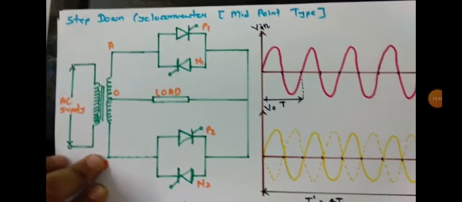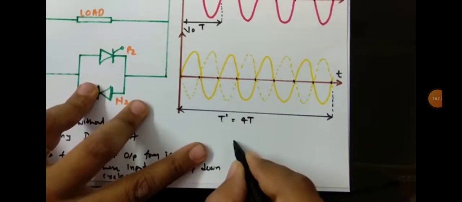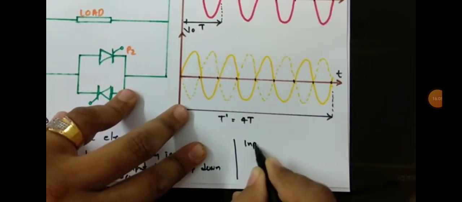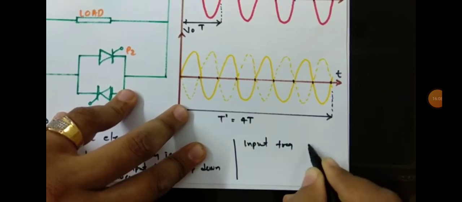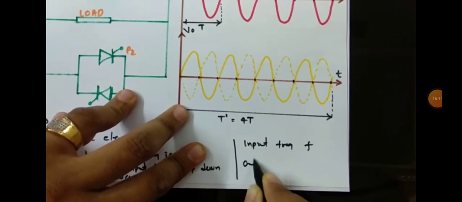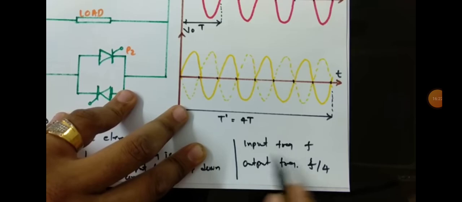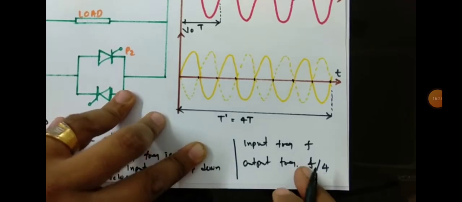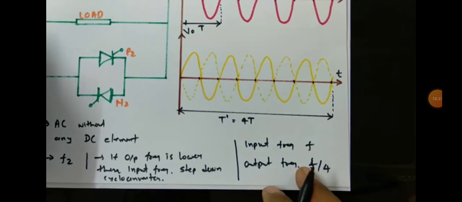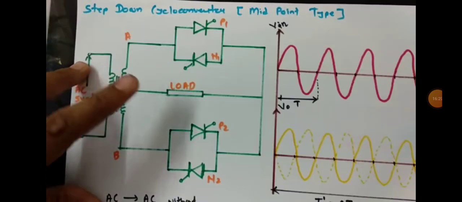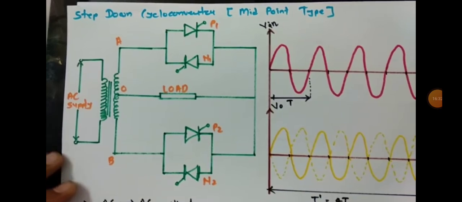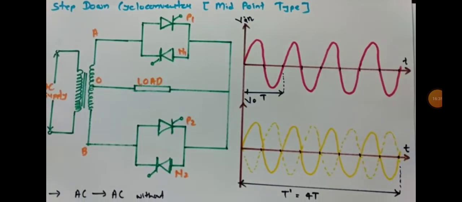So let us have one example. Our aim is that the input frequency is F and the output frequency is F by 4. So here our input frequency is F and output frequency is F by 4, and this is what I will be doing by using this circuit. Now let us try to understand how this circuit functions, and step by step we'll observe what is happening in this circuit.